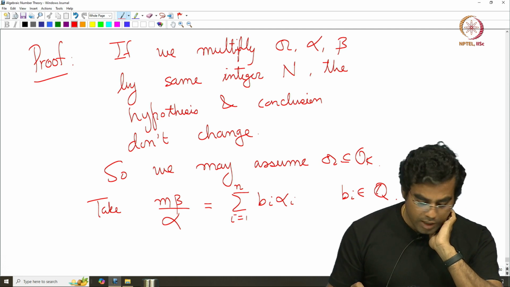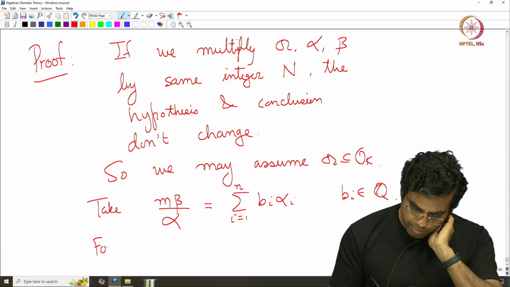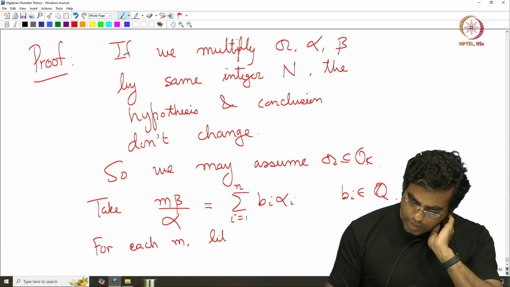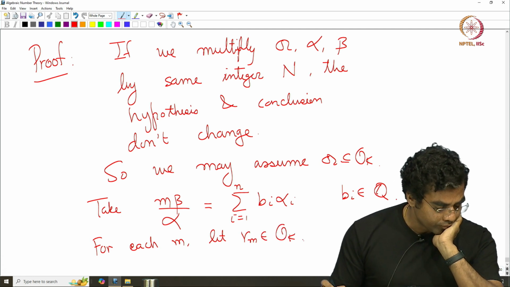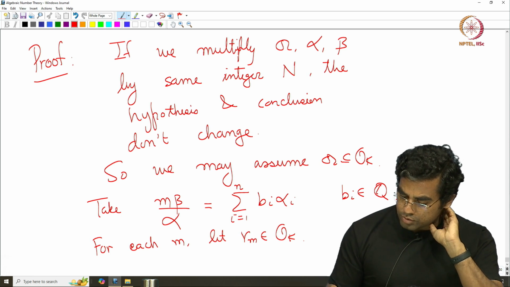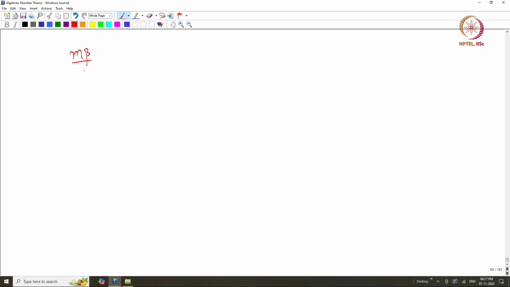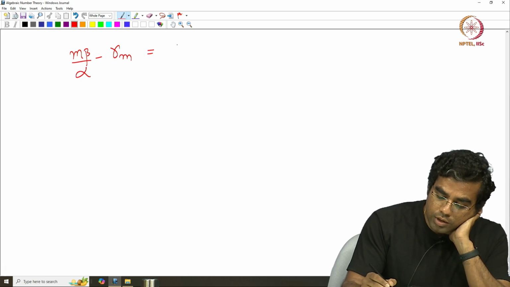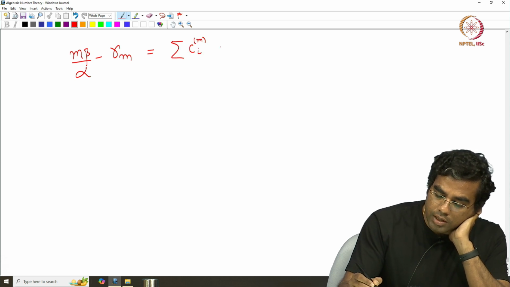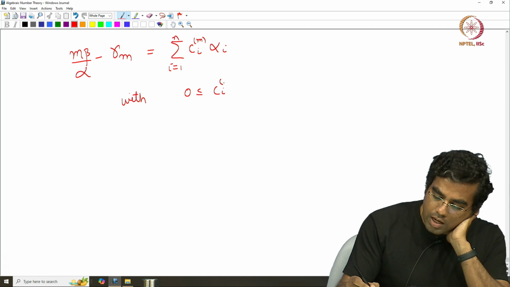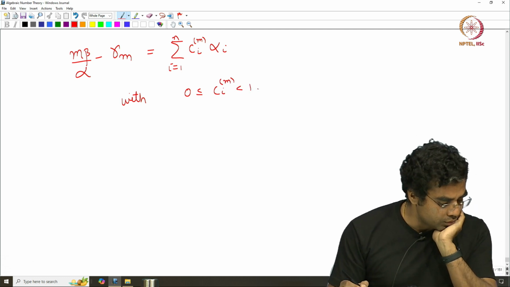All right. So, what I will do then is, for each such m, let gamma_m be an element of OK such that, these b_i's, these are rational numbers, right, but they could be bigger than 1. I want these b_i's to be smaller than 1. Well, that is not going to happen automatically. So, I am going to have to subtract something from it, such that m beta by alpha minus gamma_m is equal to summation c_im alpha_i, i going from 1 to n, with 0 less than or equal to c_im less than 1. Okay. So, one can always do this.